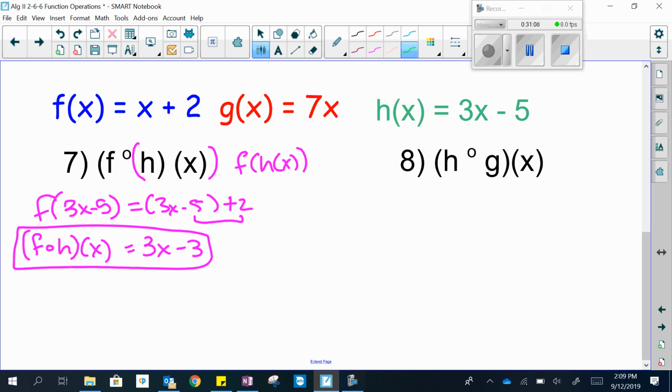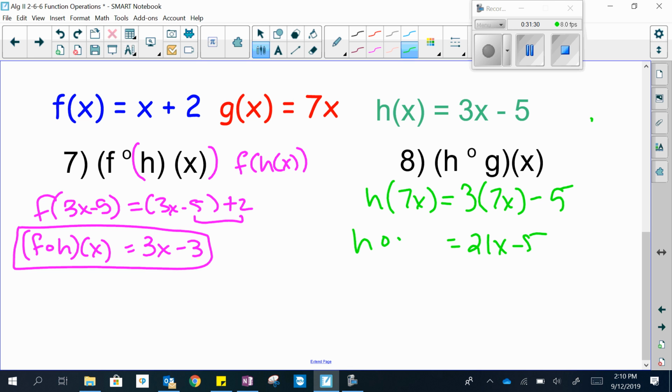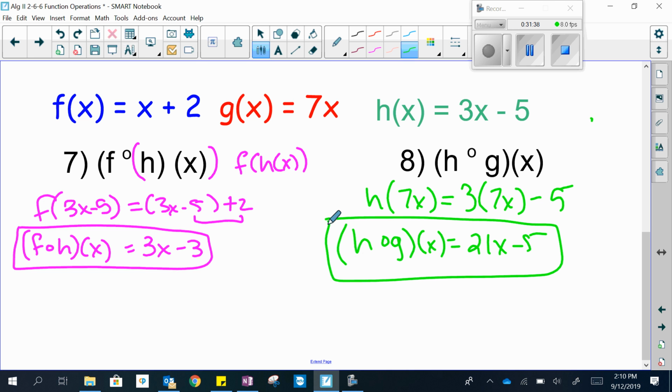All right, so for this one, we take the h function, and we're putting in the g function. So the g function is 7x. So h function is 3, replace the x with 7x minus 5. Then we multiply the 3 times the 7. That's 21x minus 5. That's as far as we can go. So we should have h of g of x equals 21x minus 5. How'd y'all do on that? Amazing. Great. Anybody need more time with that? Okay.